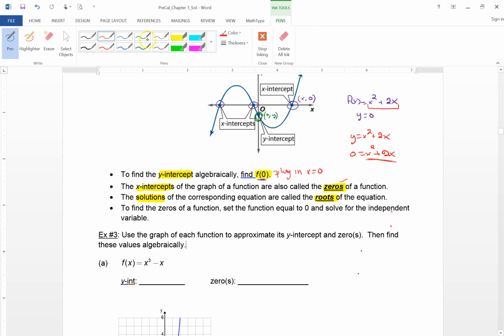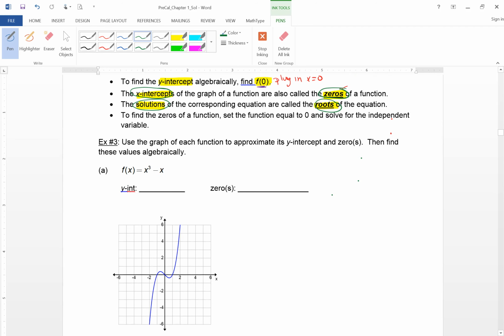So yesterday I mentioned that these four words, x-intercepts, solutions, zeros, or roots, all mean the same thing. Okay? So when I ask you on a test to find the roots, that's what you need to find. X-intercept, that's what you need to find. They all mean the same thing. Okay?